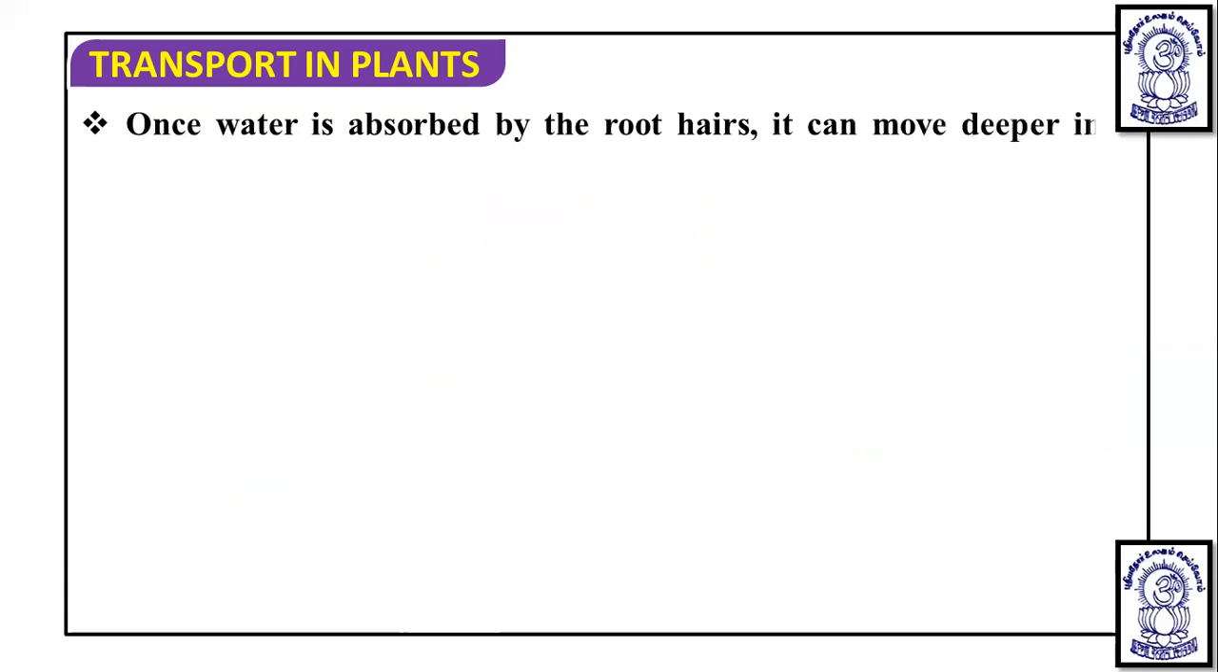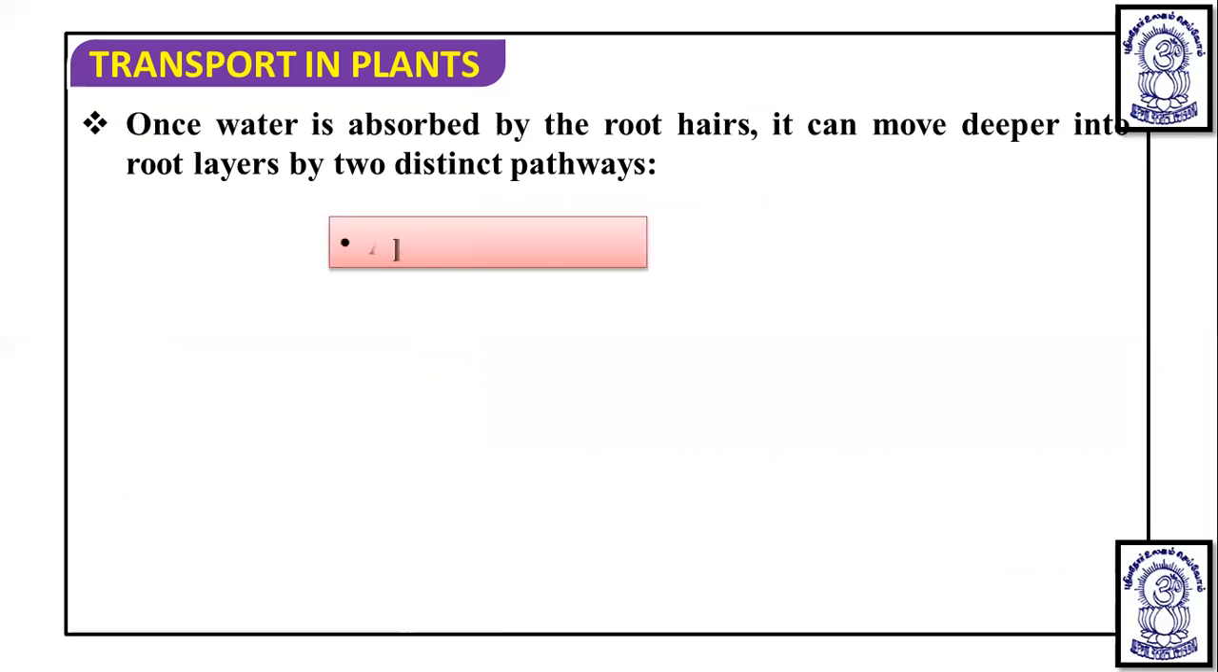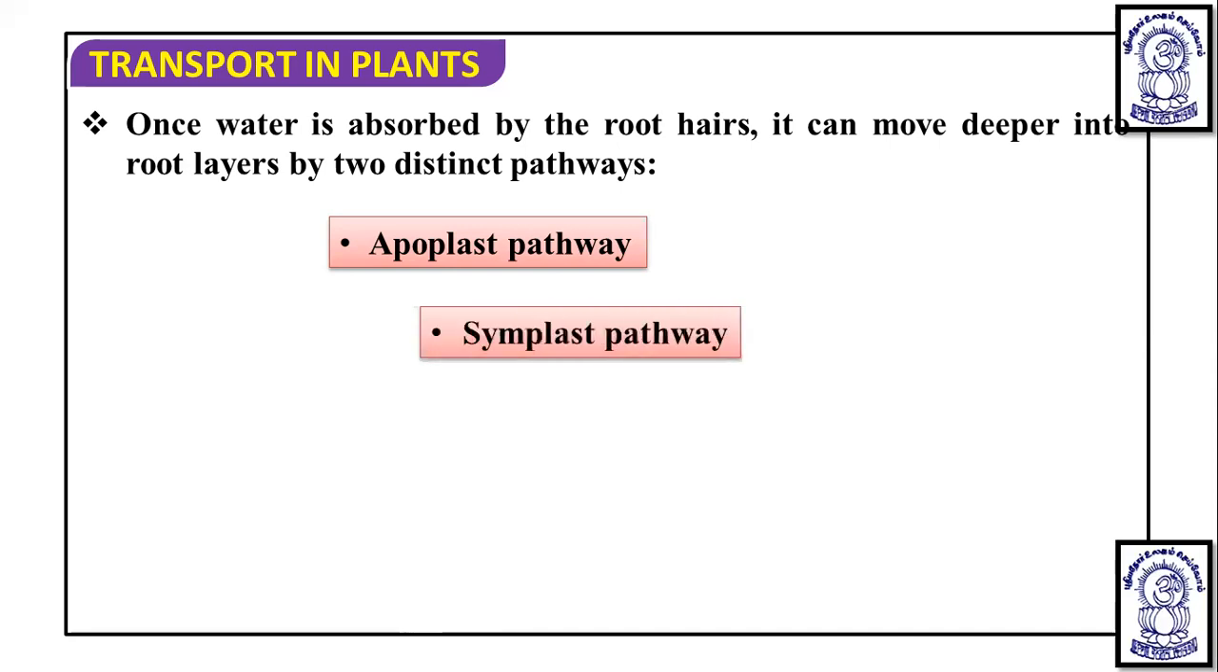Once water is absorbed by the root hair, it can move deeper into the root layers by a distinct pathway. But first, it has to reach the epidermal root hair. When the root hair absorbs it, it is transported either through the wall of these epidermal cells or through the cytoplasm. Based on this, there are two distinct pathways of transport of water and minerals towards the xylem, carried out by the apoplast or symplast pathway.